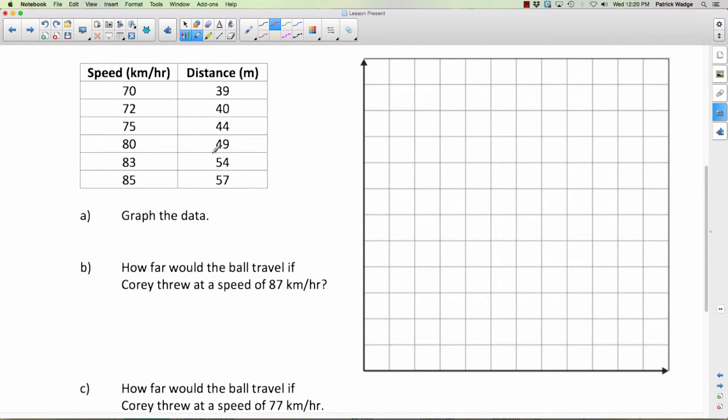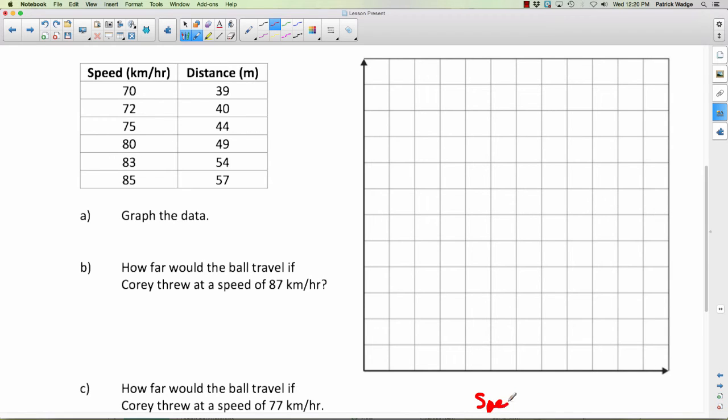Now, remember, the independent variable goes in the bottom. Which one's independent? Is the speed, can he control that? Or can he control the distance once it's released from his hand? He can control the speed. The distance depends on the speed thrown. So speed goes down here.